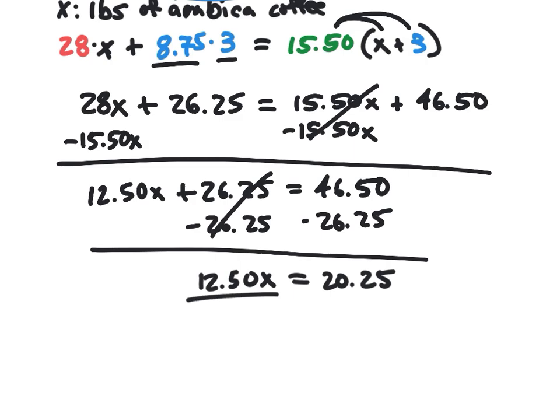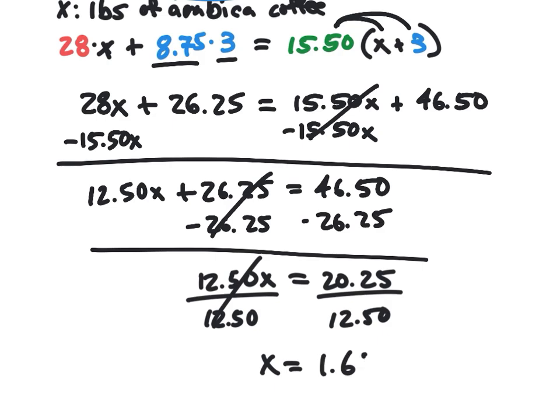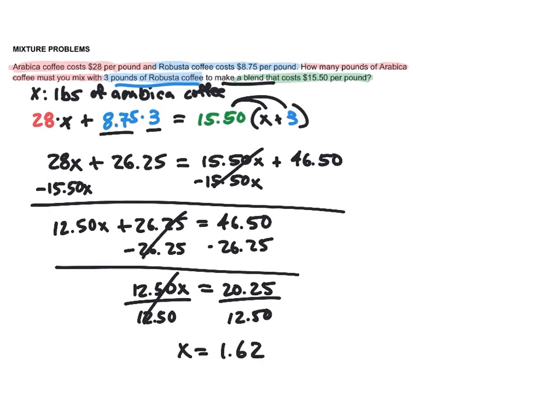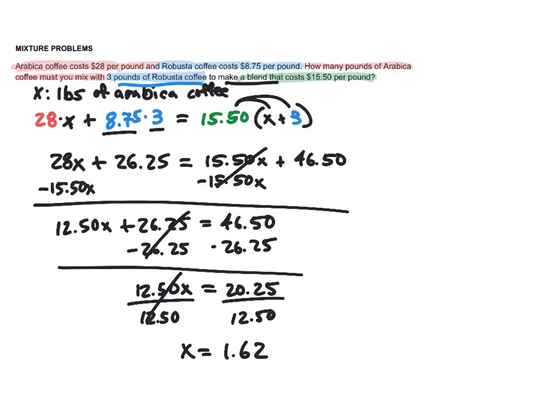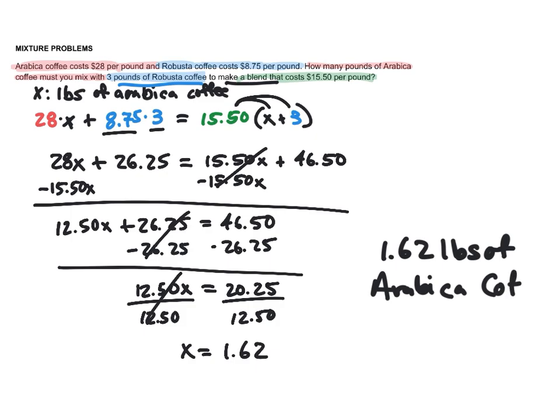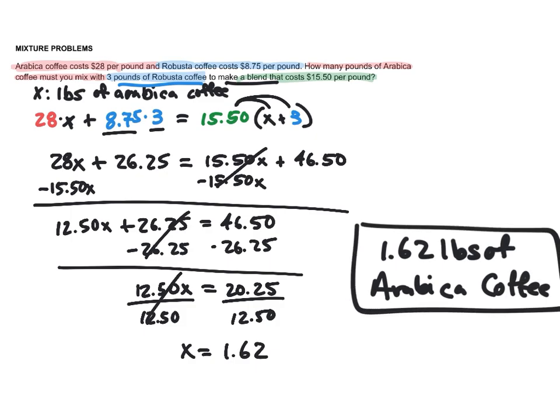Now, if I divide both sides by 12.50, then I get that x is equal to about 1.62. And that's going to be my answer for this problem, because remember what we're being asked to find. We're being asked to find how many pounds of Arabica coffee must I mix with 3 pounds of Robusta coffee. So what that means is that to answer this question, I would have 1.62 pounds of Arabica coffee. And that's the answer.